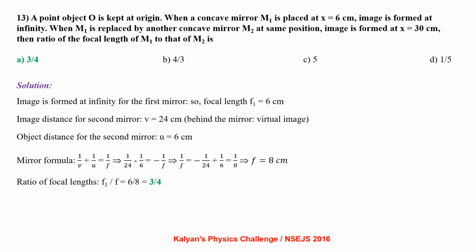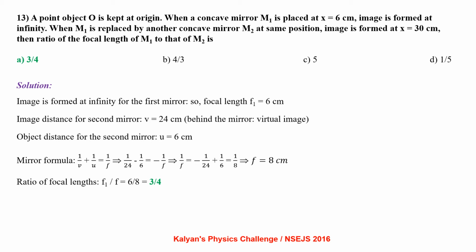A point object O is kept at the origin. When a concave mirror M1 is placed at x equal to 6 cm, the image is formed at infinity. When M1 is replaced with another concave mirror M2 at the same position, the image is formed at x equal to 30 cm. Then the ratio of focal length of M1 to that of M2 is?